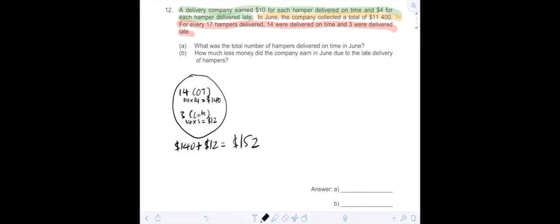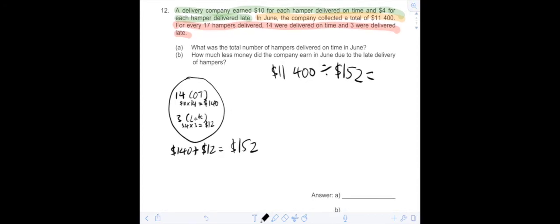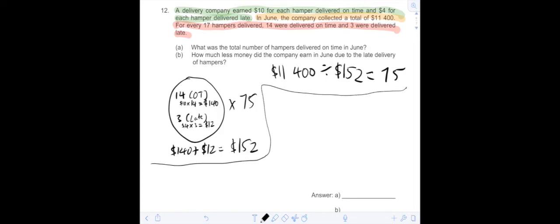Now the thing we need to find out now is how many sets are there altogether. So what we do, we take the total, which is $11,400, we divide it by how much is in each set. Now these kind of questions I'm very sure you're able to use calculator because it's a very big number. So we just take 11400 divided by 152, you will get 75 sets altogether, which means that this is actually multiplied by 75 sets. So now we have all information that we need. We're going to solve the question.